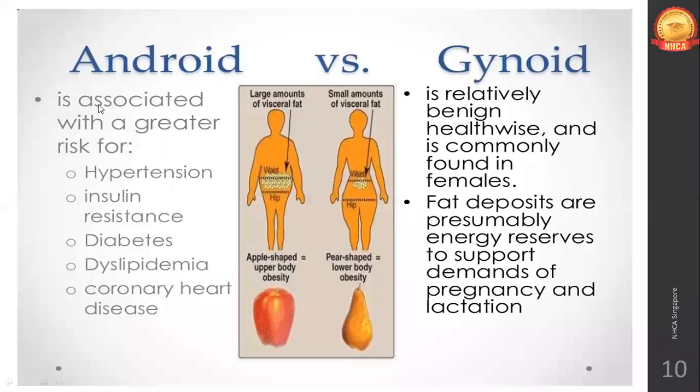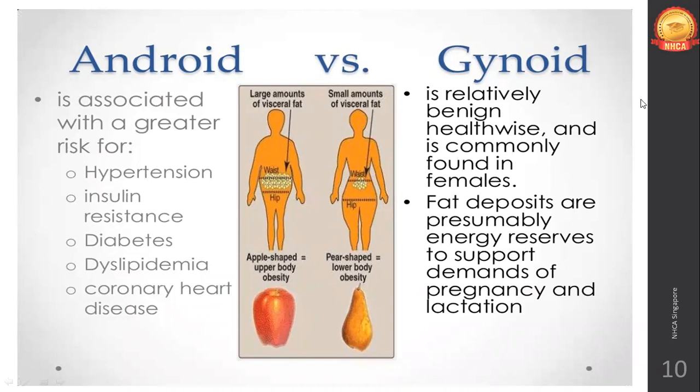So people who have an android kind of body shape have a high risk of cardiovascular diseases, hypertension, insulin resistance, diabetes, dyslipidemia, and coronary heart diseases. Dyslipidemia means too much lipids in the blood. Okay, because too much fat is stored around the visceral area, that is, the fat around your important organs.